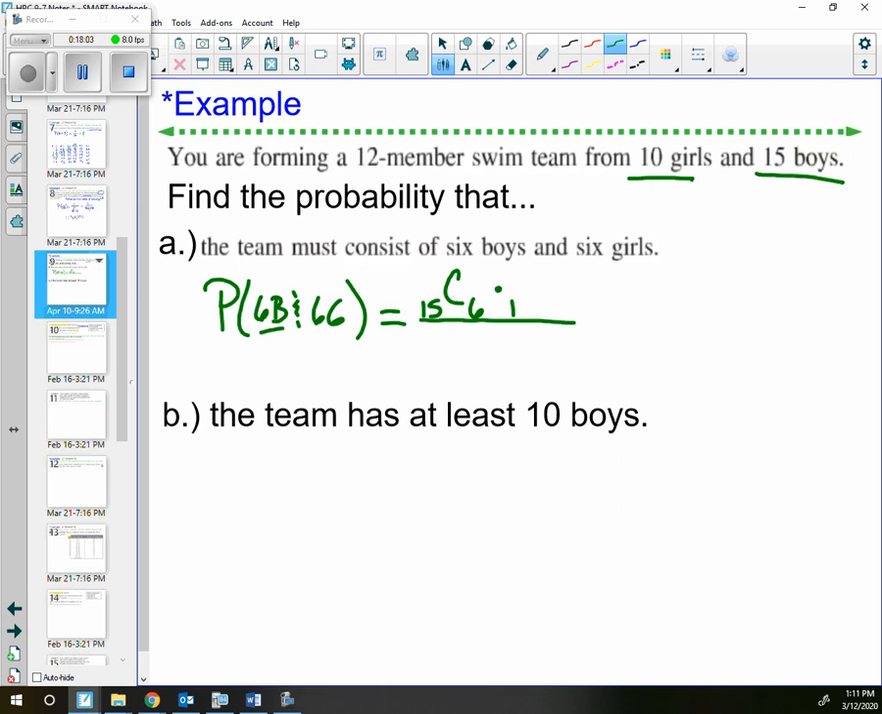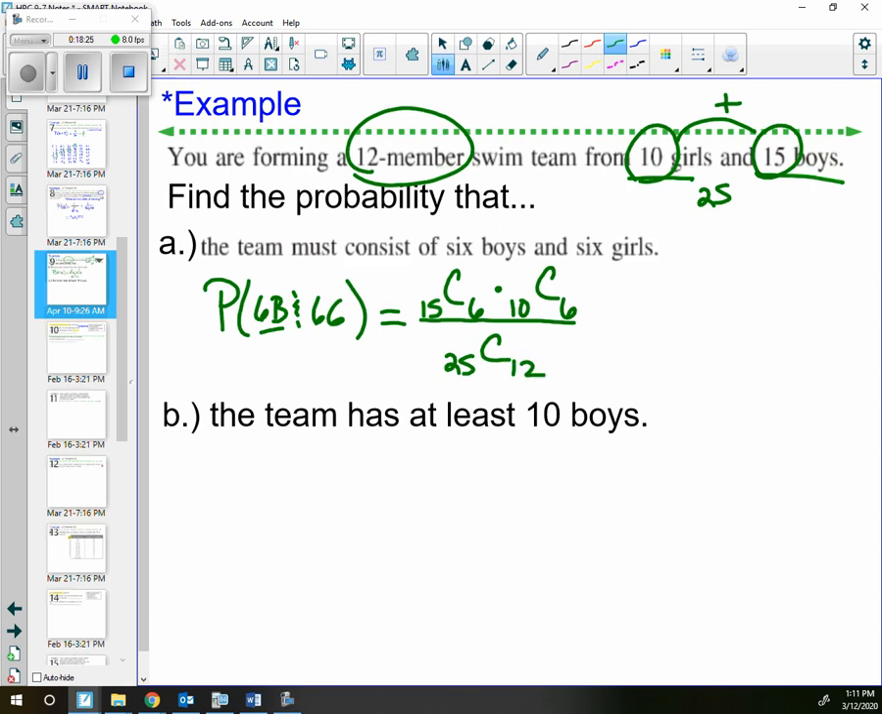I am choosing from 10 girls, and I'm choosing 6. So I'm doing 6 of each. Now that would be the success. That would be the outcome I want. In the denominator, what's the total number of ways to just choose 12 people from a group of, how many total am I choosing? Well, together, that's 25 kids altogether. So it would be 25 choose 12.